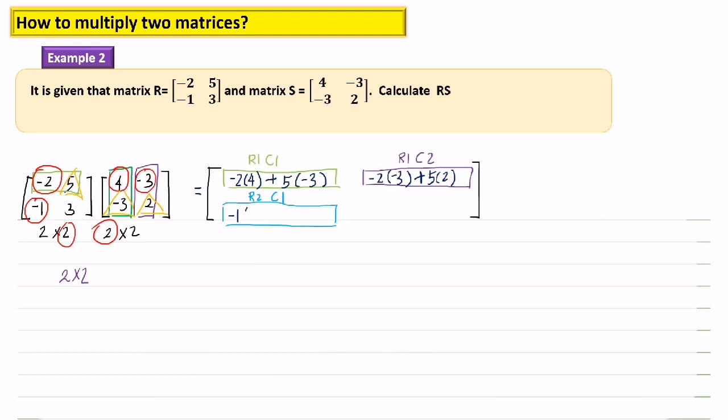Negative 1 times 4 plus 3 times negative 3. The last element is the product of second row, second column. So second row is here, second column is here. Okay, so negative 1 times negative 3 plus 3 times 2.